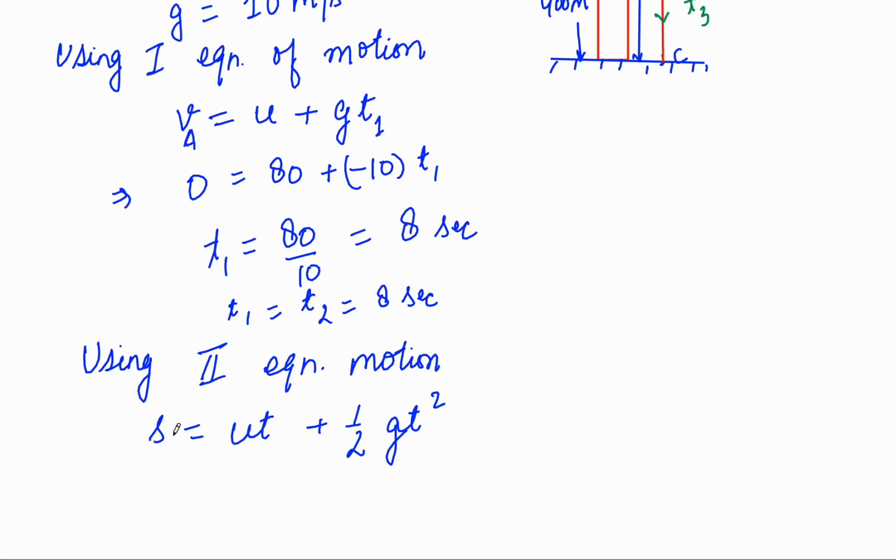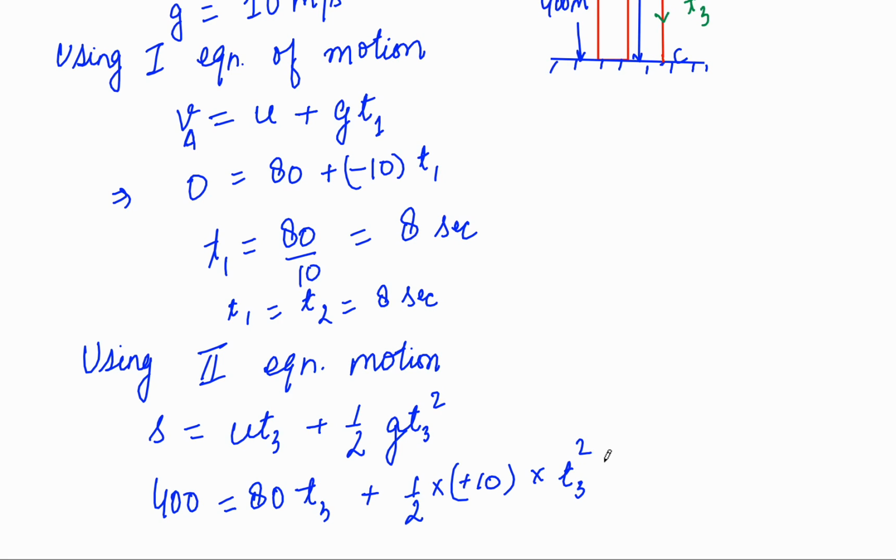Now S is the distance. Now what distance? It is 400 meters. So 400 is equal to u, which is 80, times t, which we have to find out, or I can write T3, plus half into g. See, the bullet is coming in downward direction, or you can say towards the ground. So I will take g as positive 10. Okay, and T3 square. Now this will become a quadratic equation.